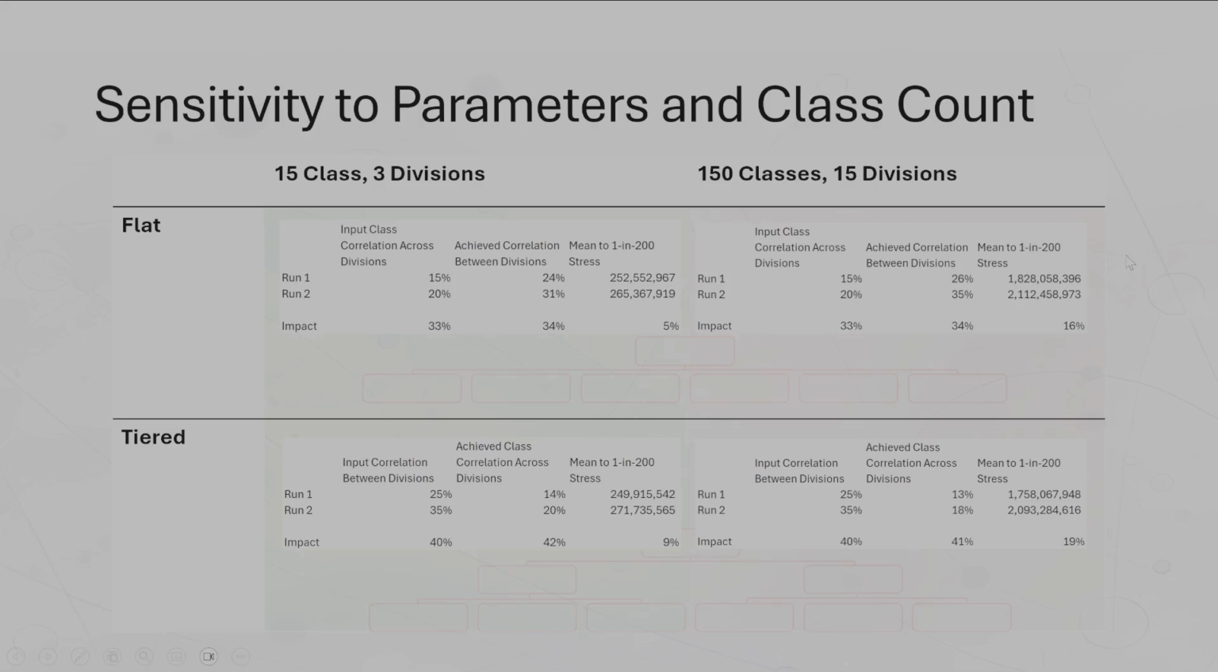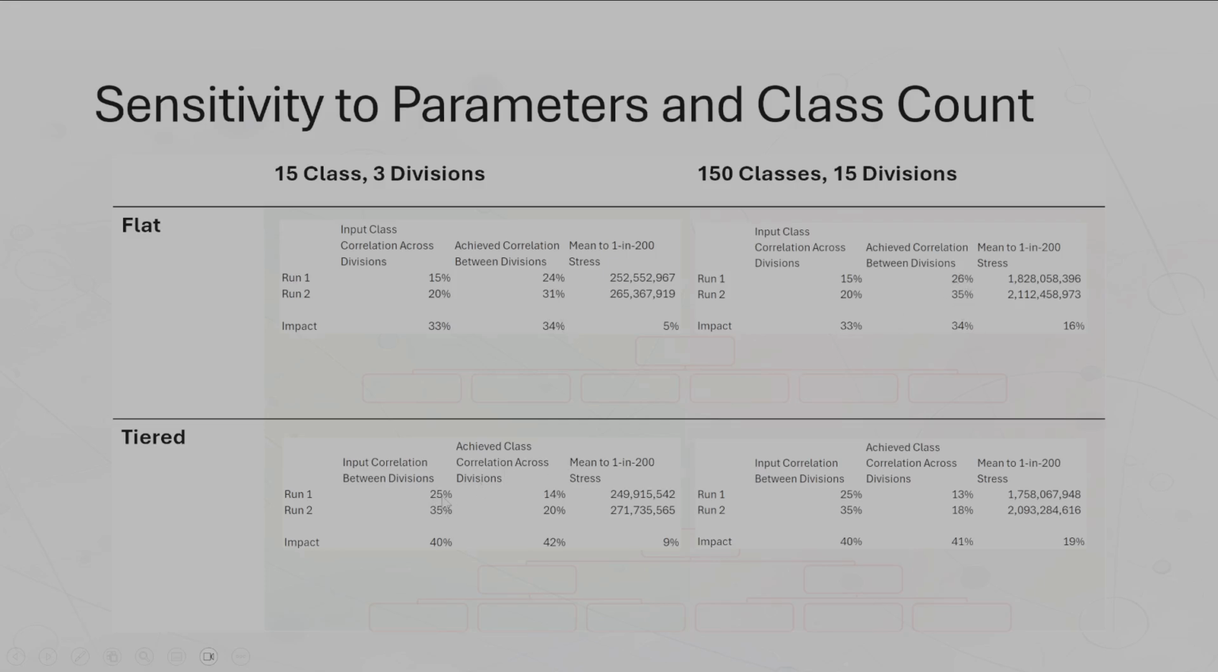Now, is any of this changed as we go from the flat modelling approach into the hierarchical or tiered modelling approach? Based on the limited tests I've done here, empirically there's not really much evidence that it does, which is quite interesting in itself. So we're putting in now the input correlations that we're controlling, which are the ones between the divisions. We're choosing to go from a 25% assumption, and we're going to run it again, but with a 35% assumption. And these are deliberately picked to match what the achieved correlations were from the flat test.